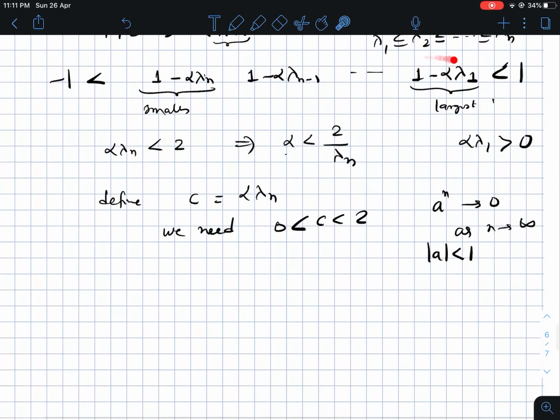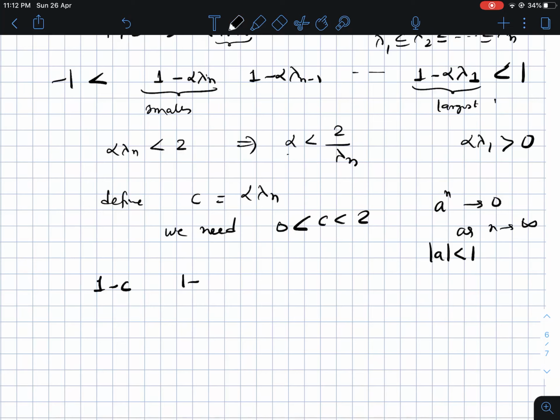In terms of C, what are the eigenvalues now? This quantity here is simply 1 minus C. So the eigenvalues here will be 1 minus C, right? The next one here, 1 minus alpha lambda n minus 1, I'm going to write it as 1 minus C lambda n minus 1 by lambda n. I'm going to write it like that. The next eigenvalue is going to be 1 minus C lambda n minus 2 by lambda n, and so on.